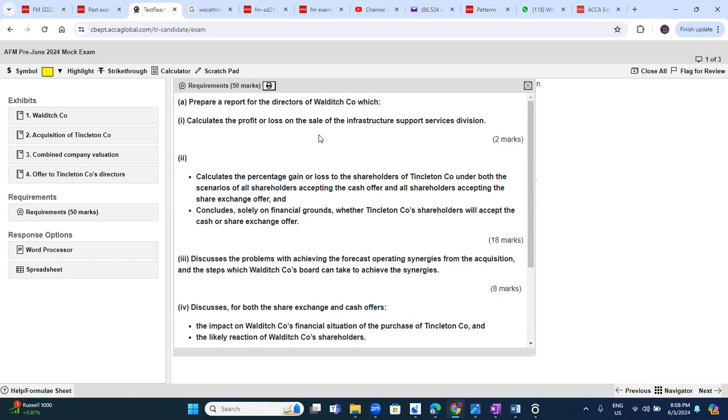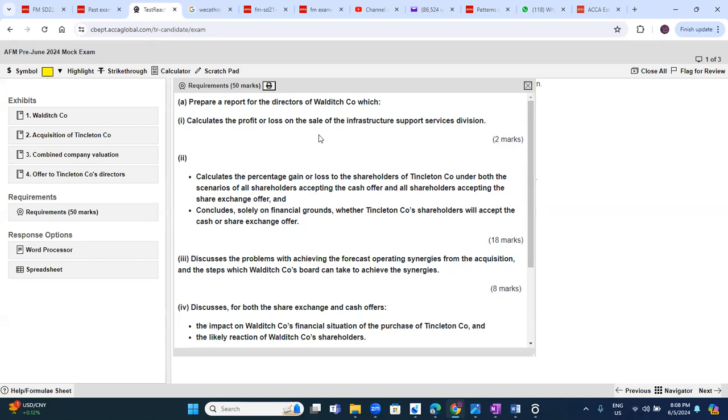Second part, calculate the percentage gain or loss to the shareholder of tin company under both the scenarios of all shareholders accepting the cash offer, all shareholders accepting the share exchange offer. So there are 2 offers, cash and share exchange. There is no third offer. Normally in some questions you will find a mixed offer, but that is not here. Conclude solely on financial grounds whether tin company shareholders will accept the cash or share exchange offer.